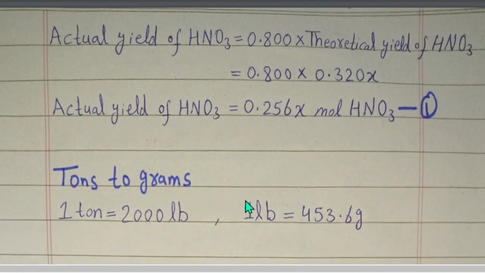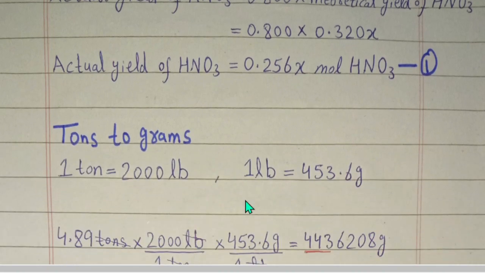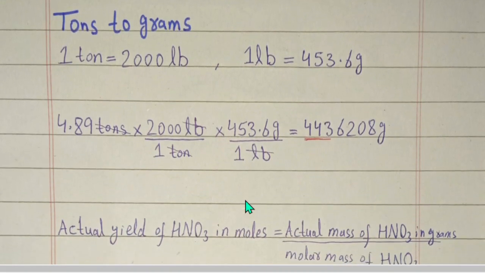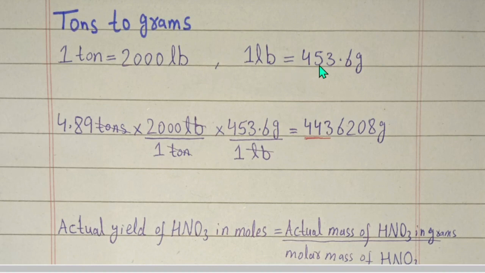To find the actual yield of nitric acid in moles, convert its actual yield in tons to grams. We will use these given relations for that. Focus on this part and the first relation first. To convert tons to pounds, use the relation between tons and pounds as a ratio. The pounds part should be in the numerator and the tons part in the denominator because we are converting tons to pounds. Tons cancel ton and we have the quantity in pounds now.